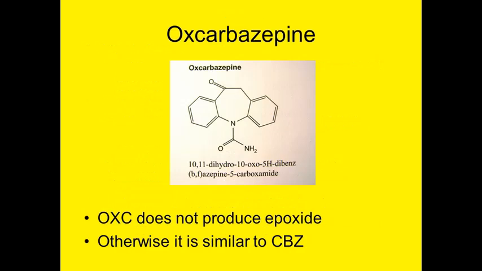Oxcarbazepine is a prodrug of carbamazepine. Oxcarbazepine does not produce epoxide, so it does not cause severe nausea and vomiting. Otherwise, it is similar to carbamazepine.